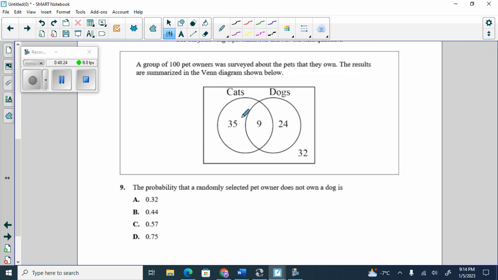Not just a cat. So it's going to be 35 and 32, which is 67 out of 100, which is 0.67. And there's a typo, it should be 6. So let's see.